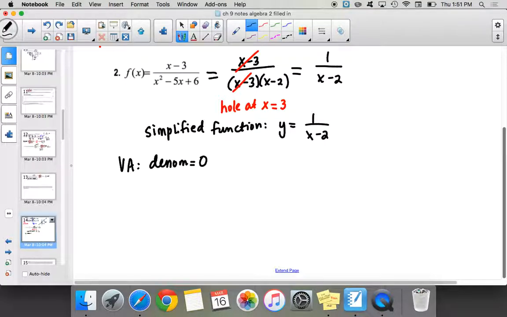So if I set my denominator equal to 0, I'm going to have x minus 2 is equal to 0. It matches the one that you have already. So x equals 2 is our vertical asymptote.